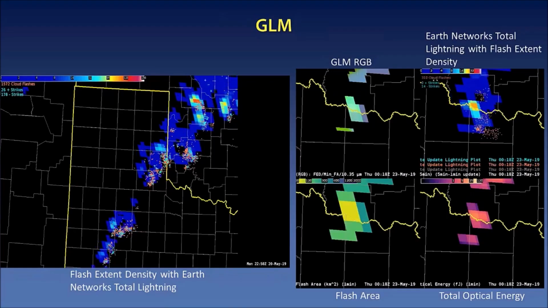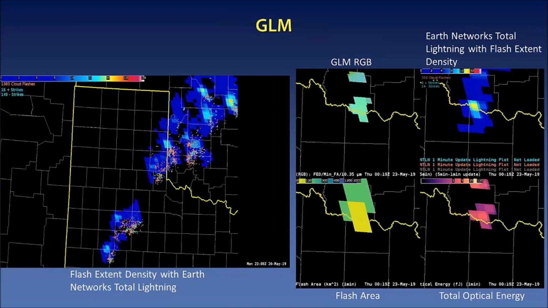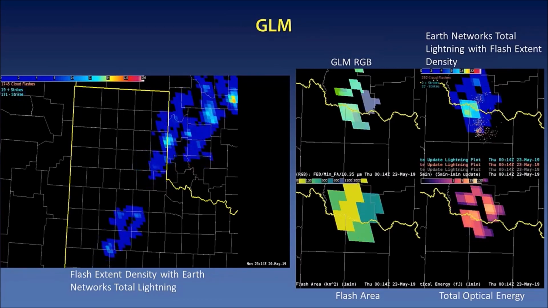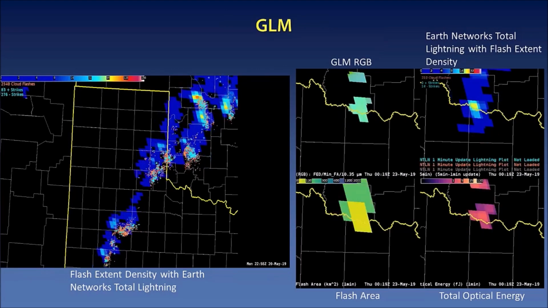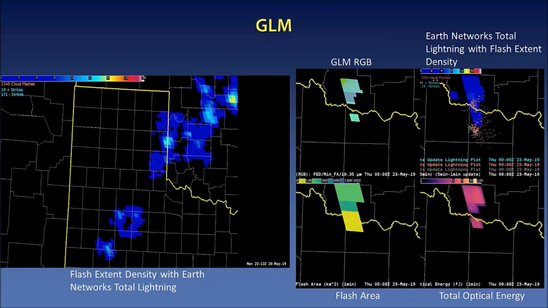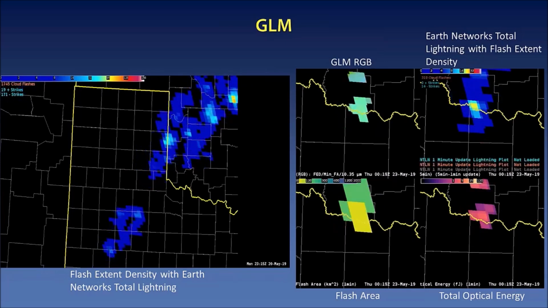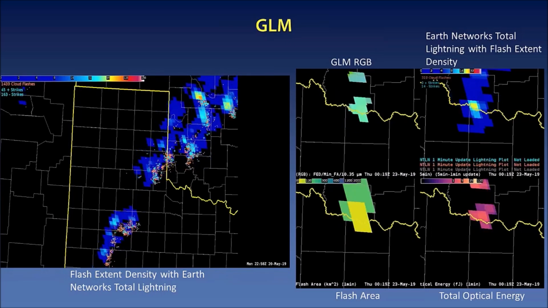So like you said, I'm going to talk about GLM, and specifically I'm going to focus on the flash extent density product since that was used most extensively this week. On the left there, you'll see the flash extent density product from convection that we watched on Monday. That's overlaid in unison with Earth Networks' Total Lightning ground detection network.